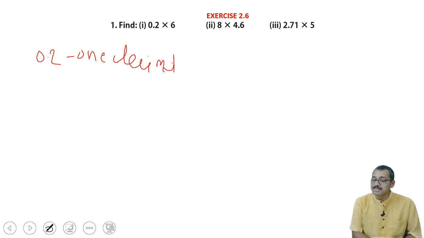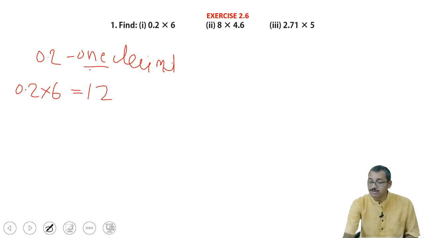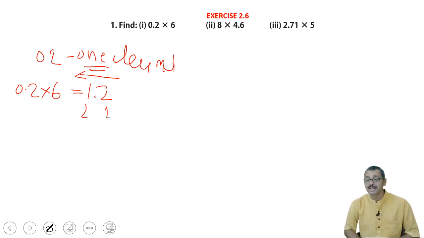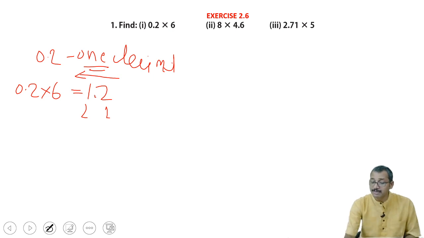Now first you have to multiply 0.2 into 6. For that, you can multiply 2 into 6 first. What is 2 into 6? You know that it is 12. Now how many decimal places? 1 decimal place. So from right to left you shift it: here it is 1, here it is 2. So 1 decimal place means after 1 you put the point. The answer will come 1.2.